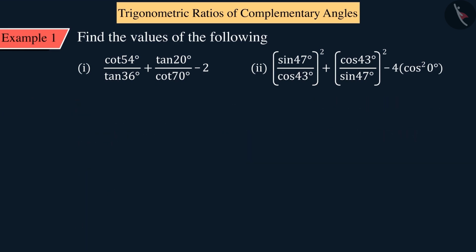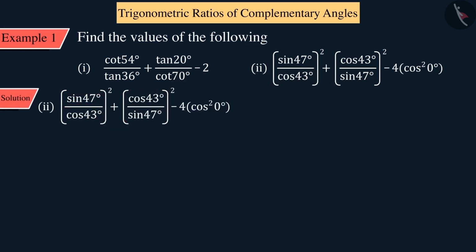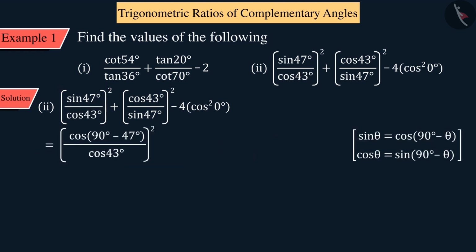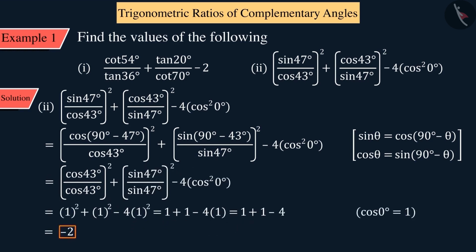Similarly, if we talk about the second part of the example, this expression is in sine and cos, the first two terms of which are complementary angles. And we know that sine theta equals cos(90 degrees minus theta) and cos theta equals sine(90 degrees minus theta). So here, in the first term, we change sine to cos, and in the second term, change the cos to sine. After solving further, we get the value of the given expression as -2.